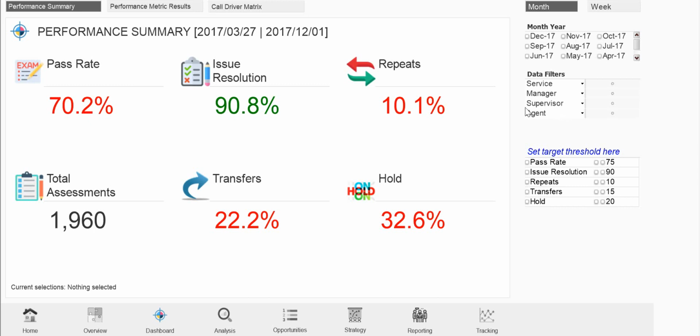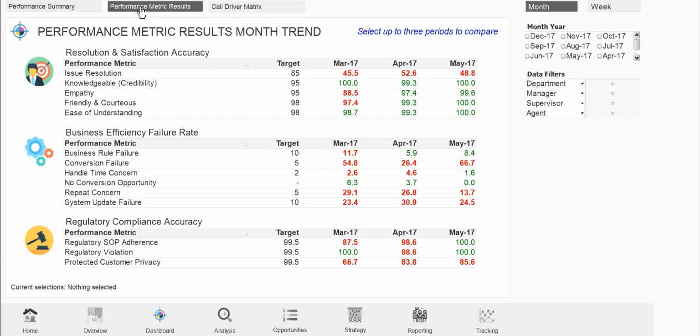Total assessment refers to the amount of interactions analyzed for the month or the period of selection. The pass rate is an indicator of the number of assessments that have passed without any failures. It is important to note that AQA works on a pass and fail approach without weightings, as all topics analyzed are critical impacting factors. The performance metric results indicate the accuracy or failure rate by performance metric within a section that is captured as part of the AQA analysis.